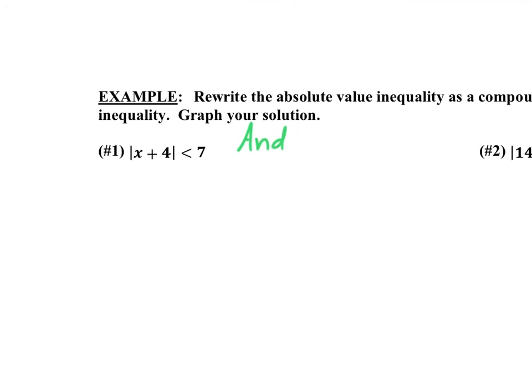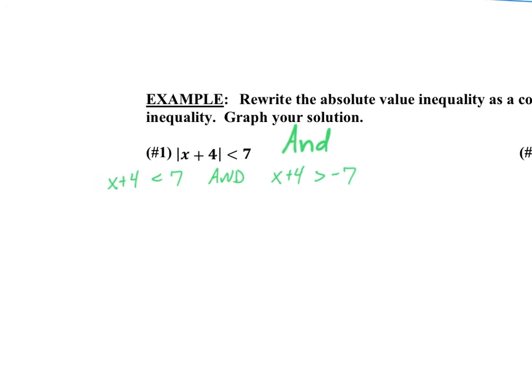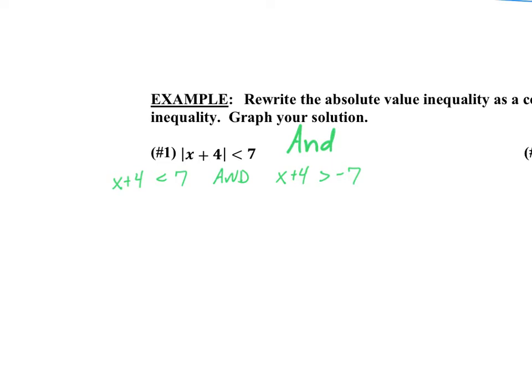Okay, and I'm going to zoom in. So we'd rewrite this as x plus 4 is less than 7, and x plus 4 is greater than negative 7. Okay, and then we solve these 2. So if we solve these, it'll be minus 4 to get x is less than 3, and minus 4 to get x is greater than negative 11.